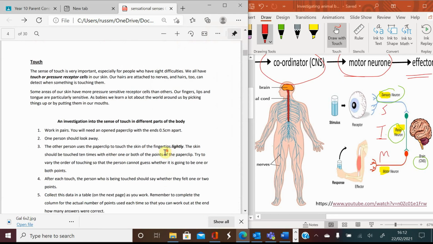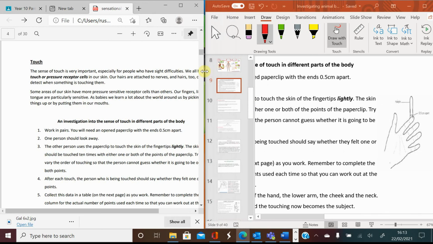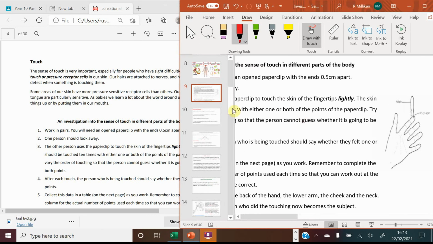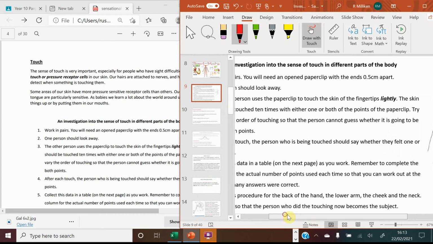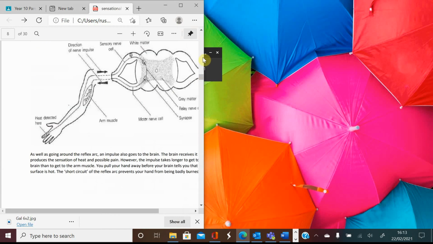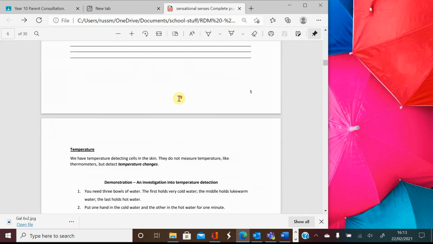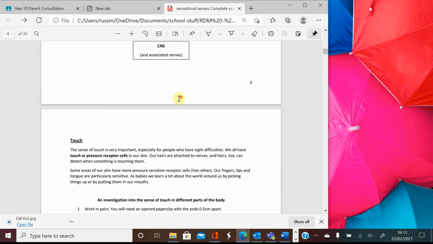Right, we're on to a little thing on touch then. Now what we'll try and do, let me just get this sorted a little bit. Right, there's a little experiment. I can make this a bit bigger. And it's this idea of trying to investigate a little bit on touch.